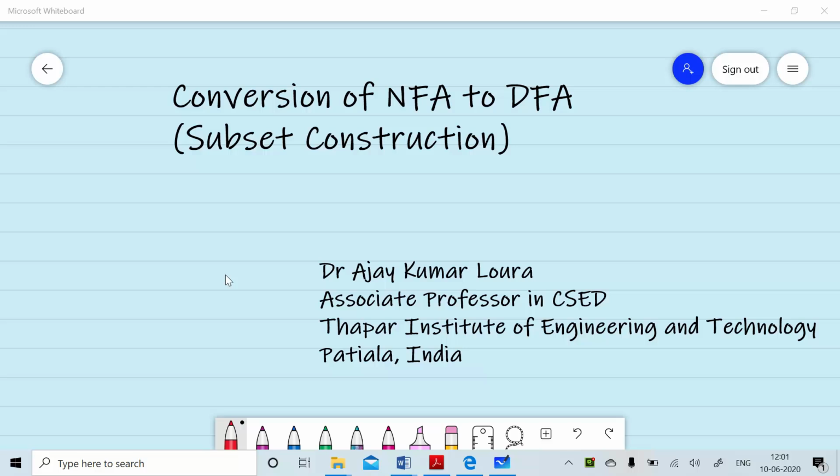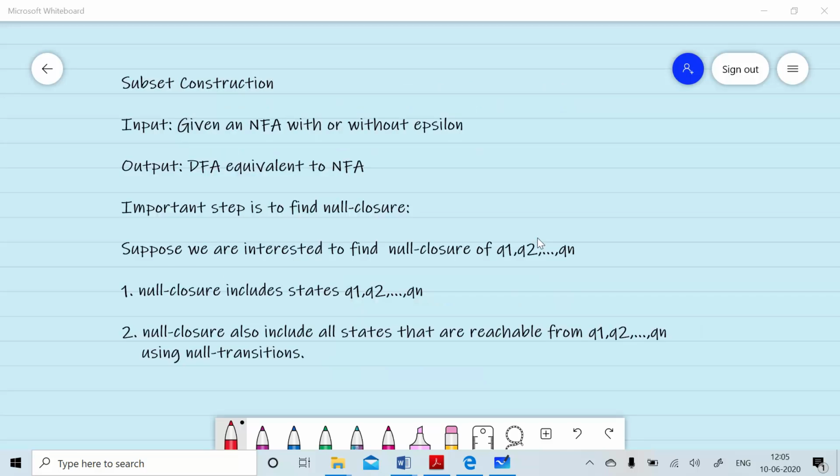Let's start the session. In subset construction, we have an NFA with or without epsilon. We will convert this NFA into DFA. The important step is to find out null closure. Null closure is found for a set of states. In the first step, null closure will include all the states for which we want to find null closure. In the second step, we will also include all states that are reachable from these states using null transition.